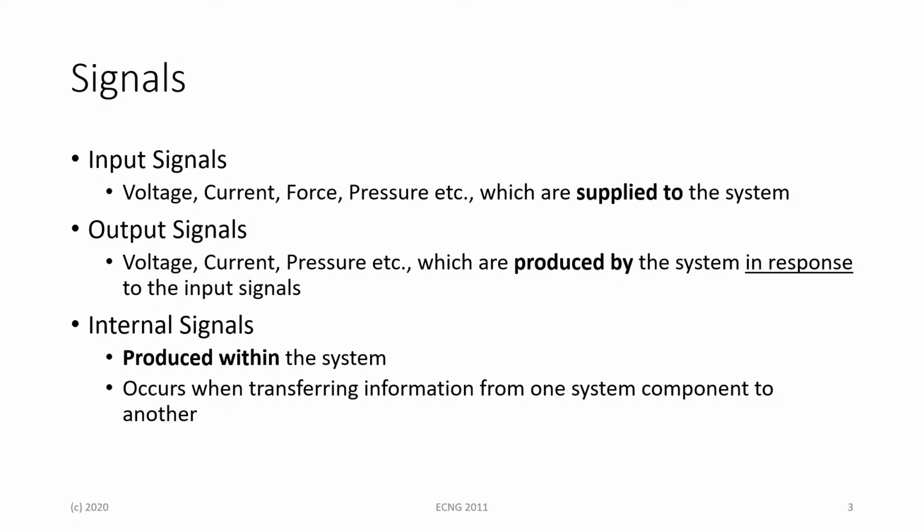There's also a third category of signals known as internal signals, which are produced within the system. This typically occurs when you're transferring information from one system component to another. For instance, let's say we had a two-stage filter, which acts as our system. The output of the first filter will be an internal signal acting as the input to our second filter, and the overall result will be our output signal coming out of the entire system itself. Another form of internal signal within your system can be what we refer to as electronic noise, or unwanted signals that interfere with the processing of our signals within our systems.